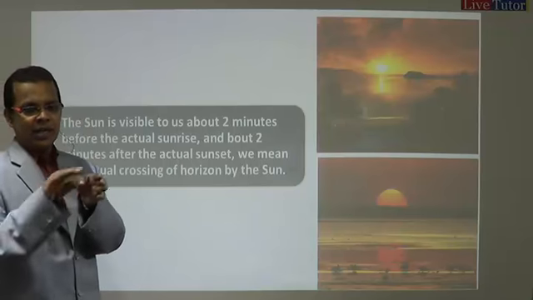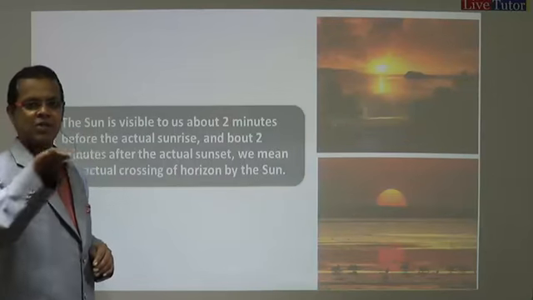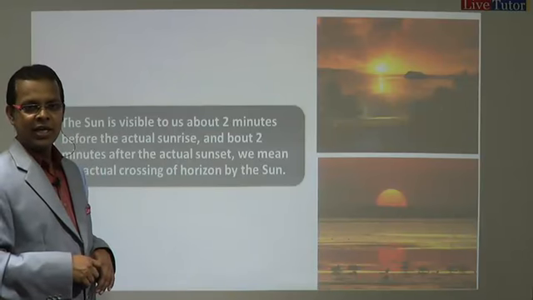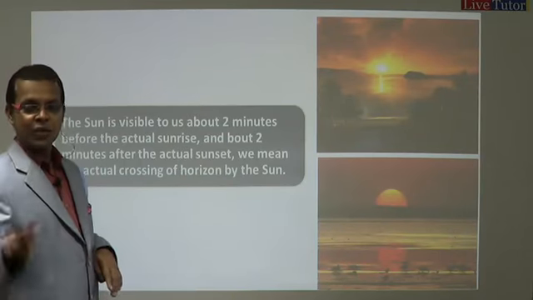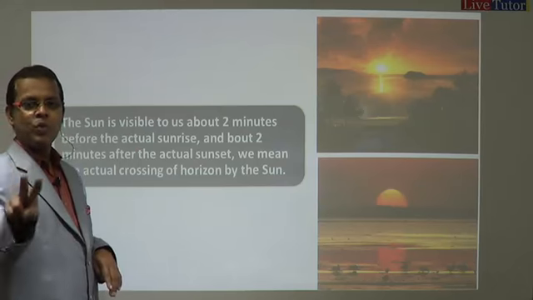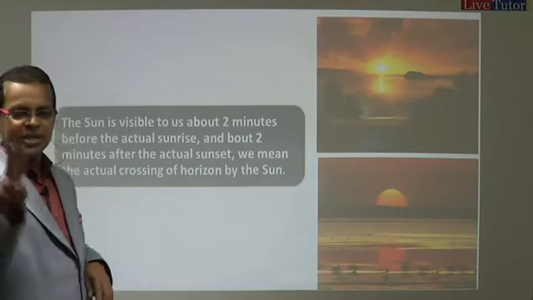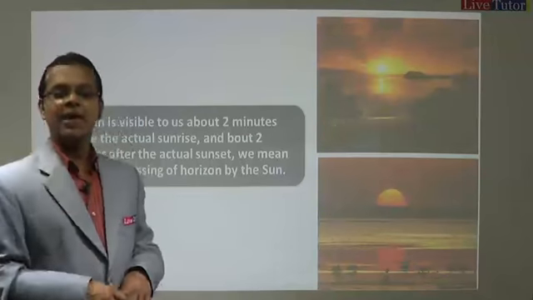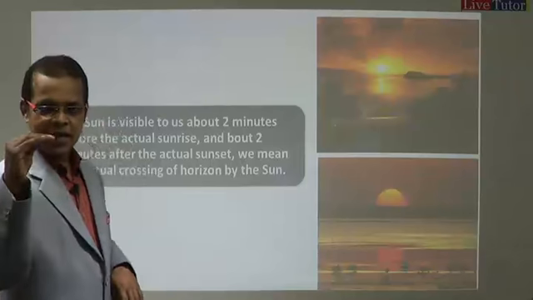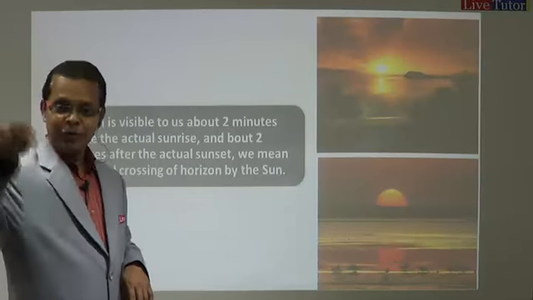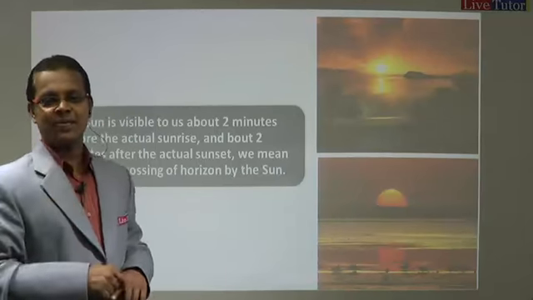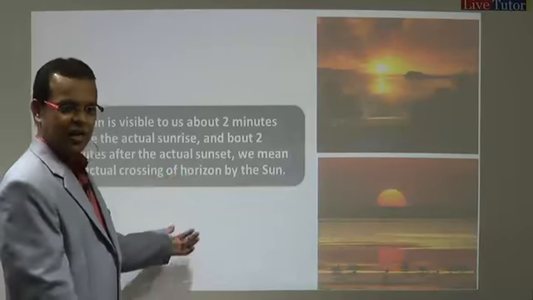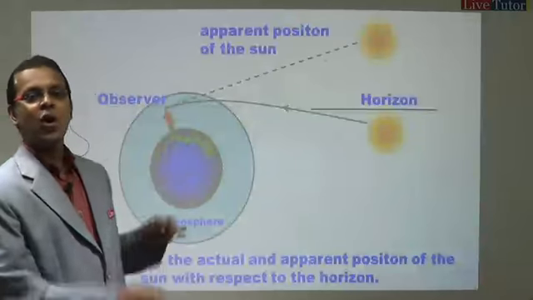We mean that at the horizon, the sunset you see is not actually the sunset. Actually, the sun has already set, but you are able to see it until 2 minutes after the actual sunset. Similarly, you are able to see the sunrise in the morning 2 minutes before the actual sunrise. You understand? That is what we mean by the advanced sunrise and delayed sunset. So, how is it?